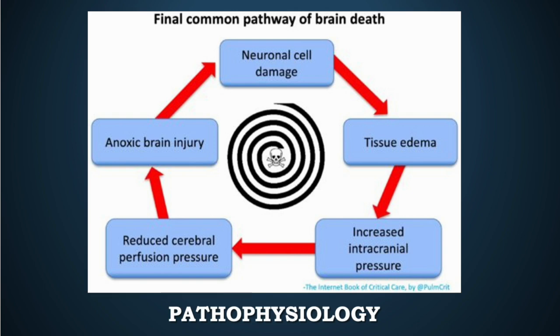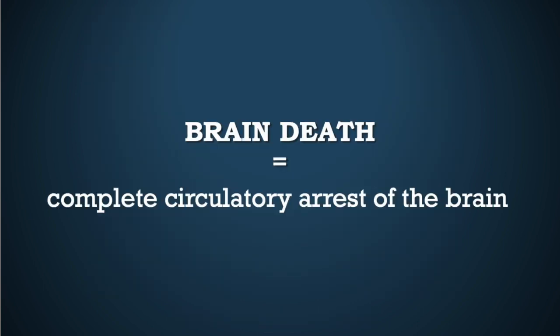So the more tissue edema there is, the higher the intracranial pressure, and the higher the intracranial pressure, the more reduced cerebral perfusion, which leads to more anoxic brain injury and more neuronal cell damage, until there's a complete cessation of circulation to the brain. So basically, brain death is then complete circulatory arrest of the brain.